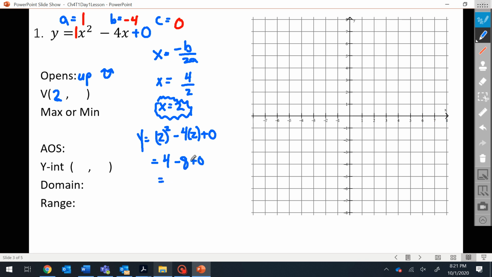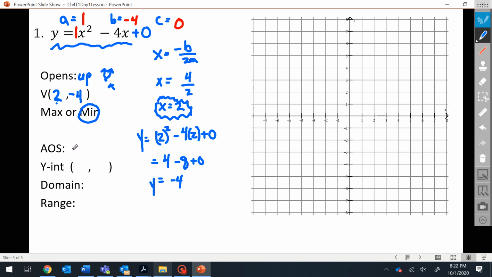4 minus 8 plus 0 is negative 4. So when we substitute in the x-coordinate into the equation, we get negative 4. So the y-coordinate is negative 4. So our vertex will be at (2, -4). And that vertex will be a minimum since this one opens up, and it'll be at the very bottom. So that vertex, which will be at the bottom, is a minimum.